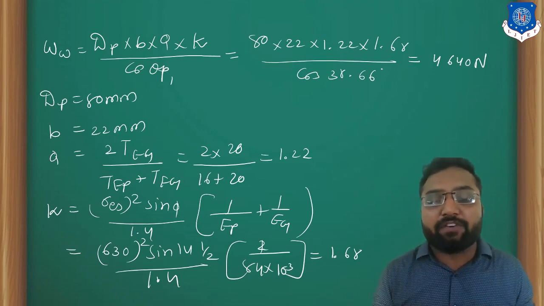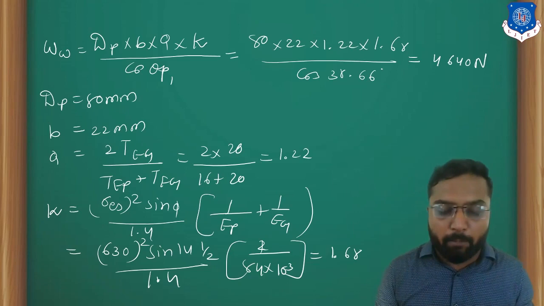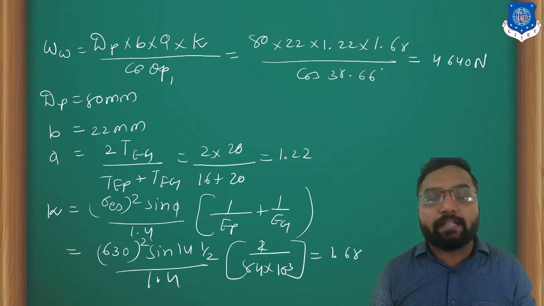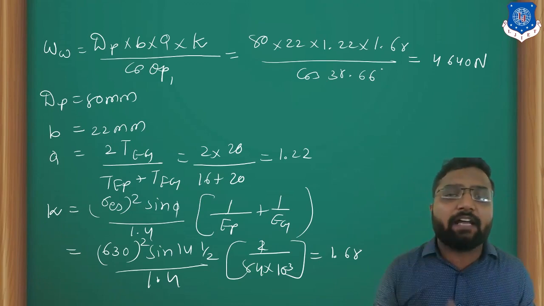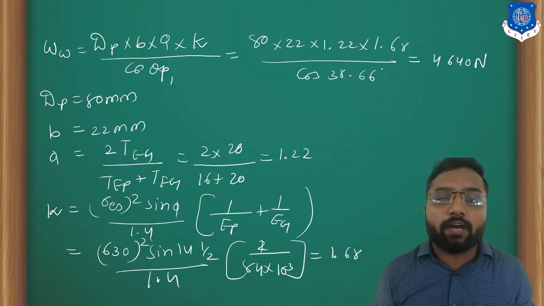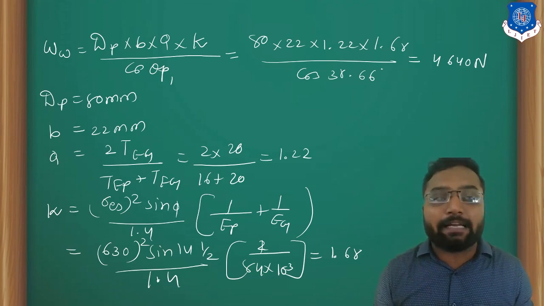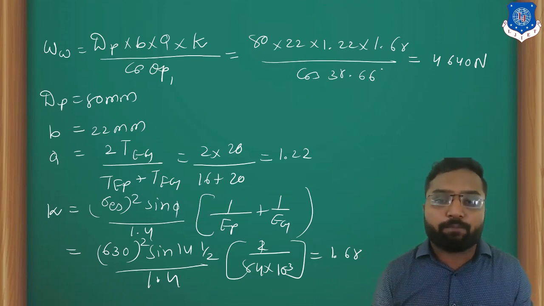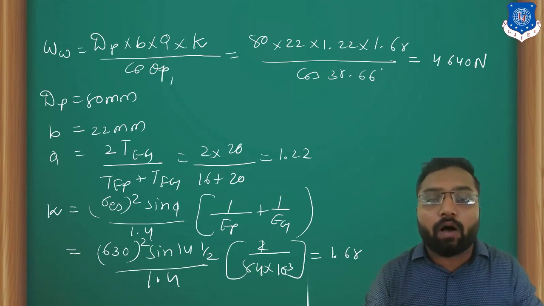Clear? 1 upon EP plus 1 upon EG is 1 upon 84 plus 1 upon 84 into 20 raised to 6. So directly I have put it as 2 upon 84 into 10 raised to 3 divided by 1.4, which is 1.68. By putting these values together, we found our final wear load. I hope you understand this wear load. Here the wear load will be 80 into 22 into 1.22 into 1.68 into cos 38.66, which comes out as 4640. I hope you understand each and every aspect of this example.